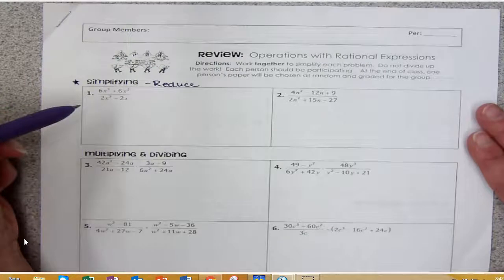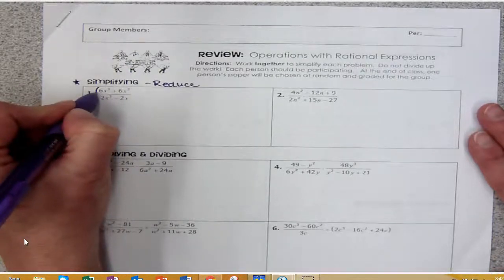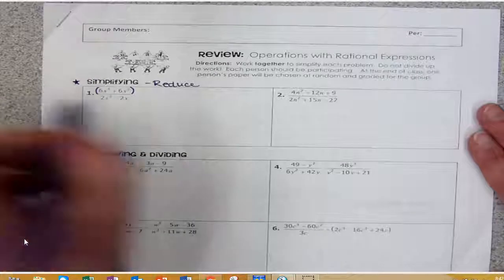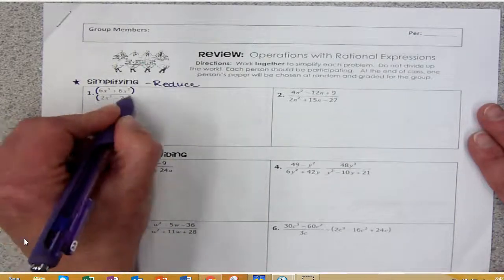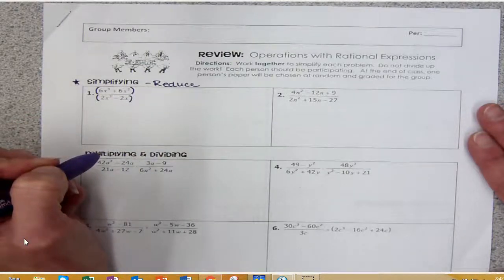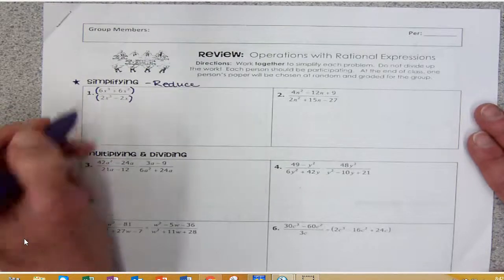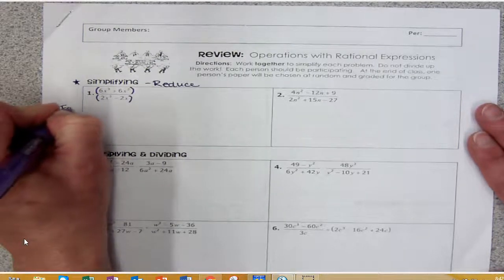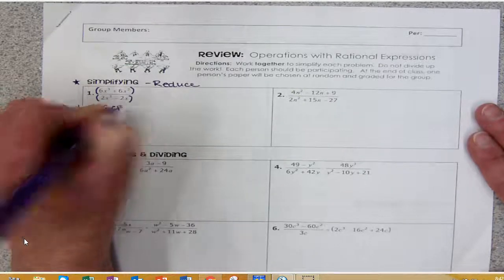Now, there's two types of reducing. When you've got something that's just being multiplied and something that is being added. When you've got something that's connected by a plus sign or a minus sign, these are binomials, and you cannot just cancel out anything from a binomial. You first have to factor. And in this case, we're going to find our greatest common factor.